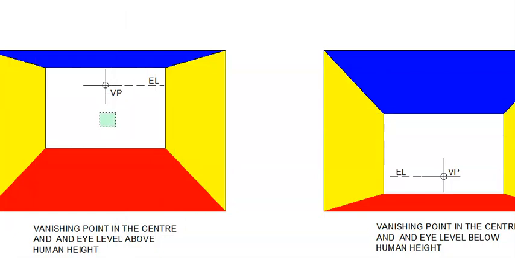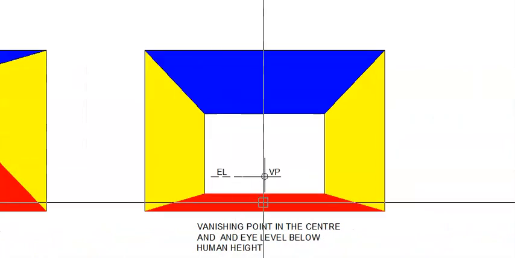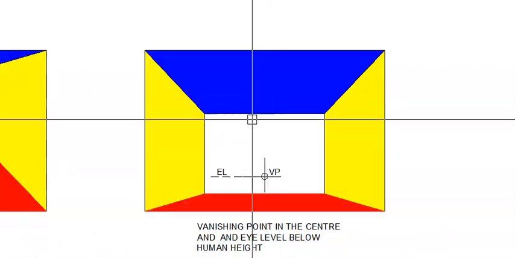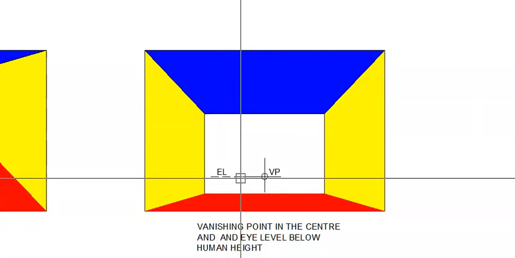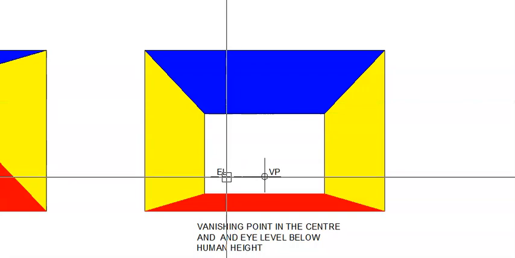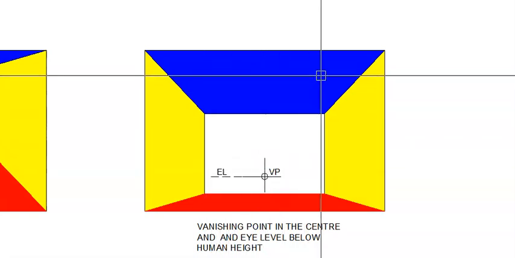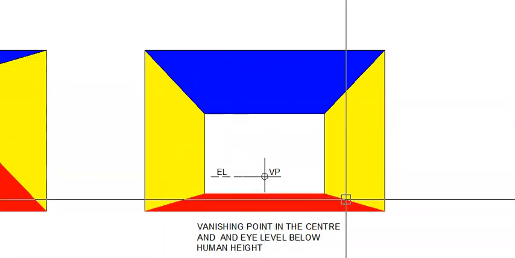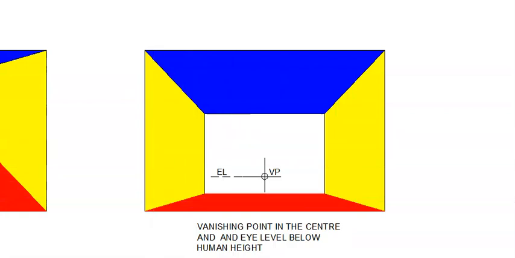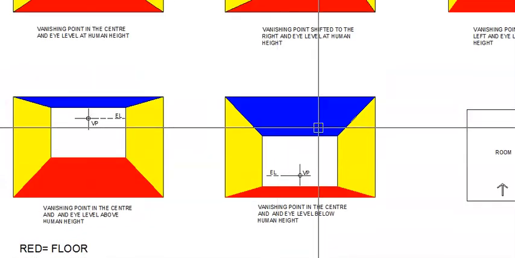Now let us take the second case, in which you are sitting down and looking at the room. So now the eye level has gone down. This is the eye level where you are sitting down and looking at the room. Now the eye level is here, the vanishing point is in the center, and now you will see more of the ceiling and less of the floor, while the two side walls appear to be of the same area. So you can compare these two.